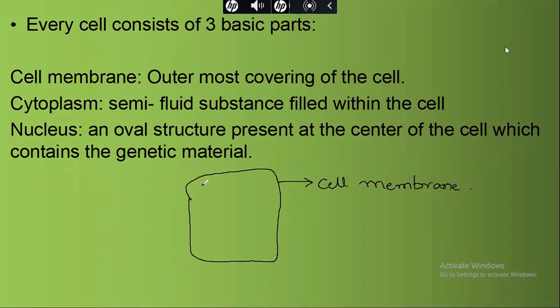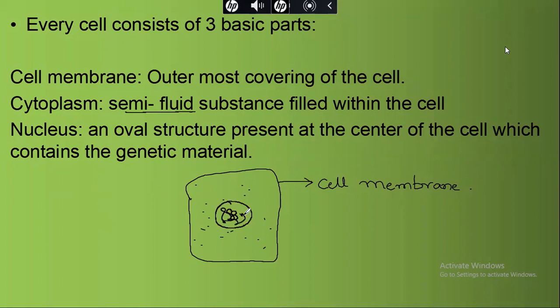So the cytoplasm is all inside the cell. The cell is filled with this semi-fluid substance called cytoplasm. Then comes the nucleus. It's an oval or round structure which is present at the center of the cell. And this nucleus contains the genetic material required for basic living of organisms.